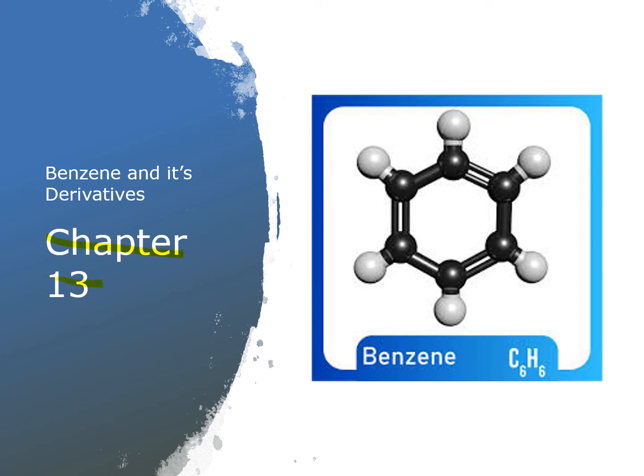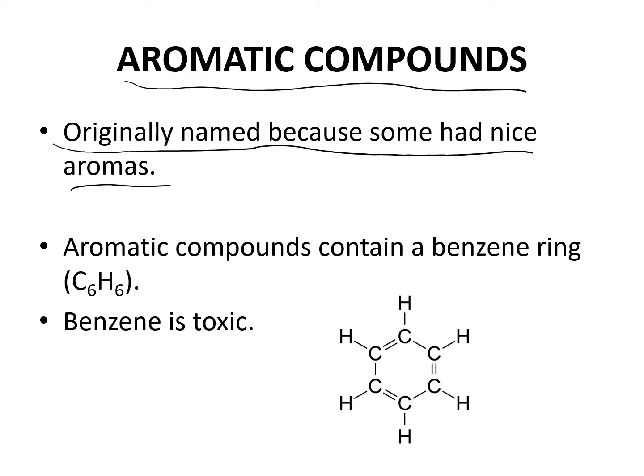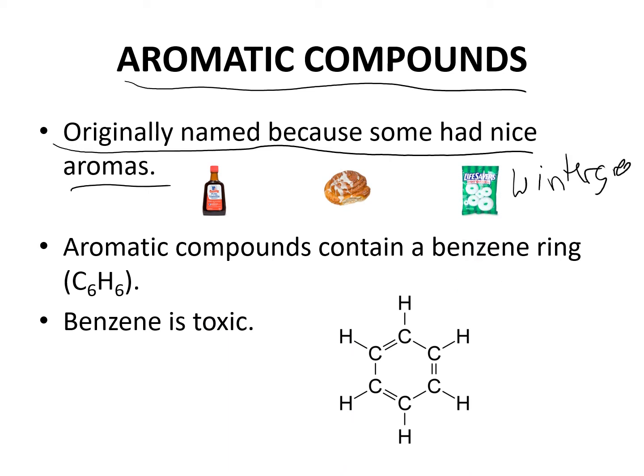Chapter 13 is on benzene and its derivatives. Aromatic compounds were originally named because some had nice aromas, such as vanilla, cinnamon, and wintergreen. All contain aromatic compounds. An aromatic compound is one that contains a benzene ring. This is the structure of benzene. Its molecular formula is C6H6, and it's put together in a cyclic fashion.